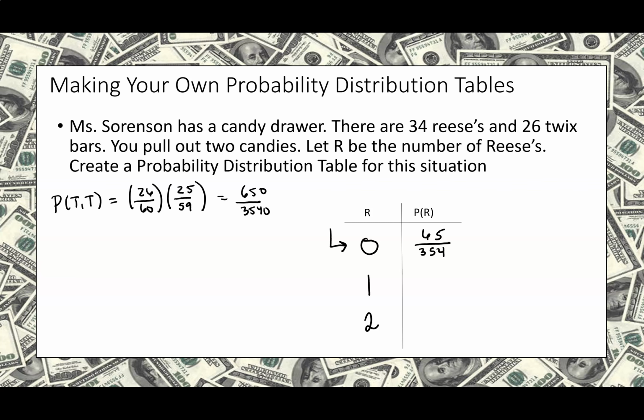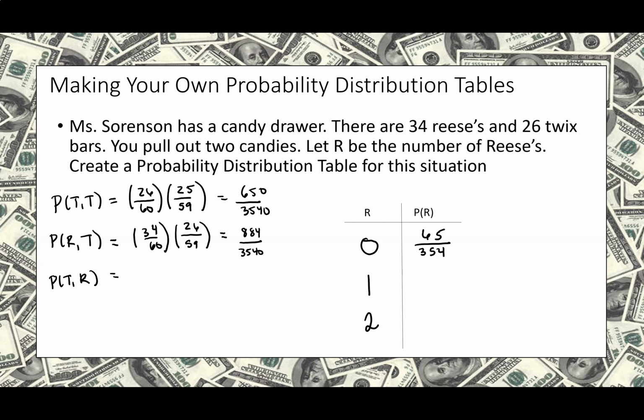All right, now what's the situation where we get 1 Reese's? Well, that would be the probability of getting a Reese's and then a Twix, or the probability of getting a Twix and then a Reese's. And so we've got 2 situations here, and we're going to have to add those probabilities once we're done. All right, what's the probability of getting a Reese's? That's 34 over 60. And then getting a Twix is going to be still 26, but now we're down to 59 candies. And that's going to give me roughly 884 over 3540.